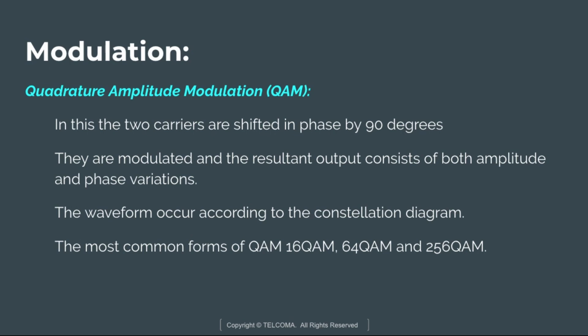In this, the two carriers are shifted in phase by 90 degrees and they are modulated, and the resultant output consists of both amplitude and phase variation. So the waveform occurs according to the constellation diagram, and the most common forms of QAM are 16 QAM, 64 QAM and 256 QAM.